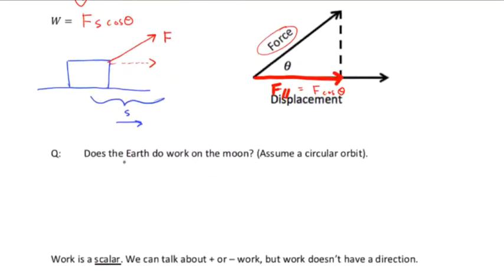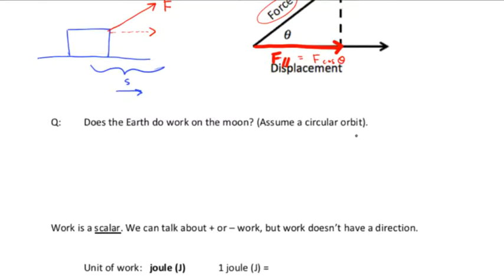Here's a question to consider. Does the Earth do work on the moon, assuming that the moon is in a circular orbit around the Earth? So here's our Earth in the center, and we have the moon going in a circular orbit around it. Well, the force that the Earth is exerting on the moon is a gravitational force that is operating along the radius of the moon's orbit. This is the force, but the displacement that the moon is experiencing is always tangent to that circular orbit. So the force and the displacement are at right angles to each other.